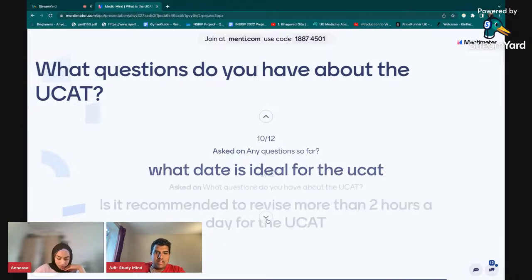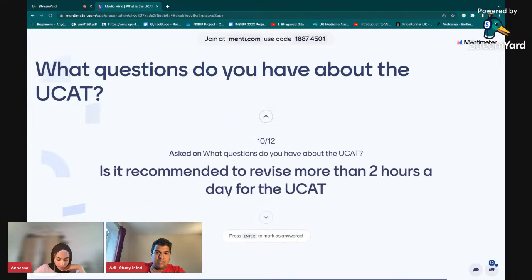Brilliant. Is it recommended to revise more than 2 hours a day for the UCAT? Realistically speaking, if you're able to achieve that, good, but you don't want to burn yourself out. Burnout is a big issue in terms of any exams, especially the UCAT being a stressful, time pressured exam. To achieve consistency, you need to find a time that you find most comfortable for yourself. Even though it's a competitive exam, you don't want to sacrifice your mental health or struggle with your physical health.